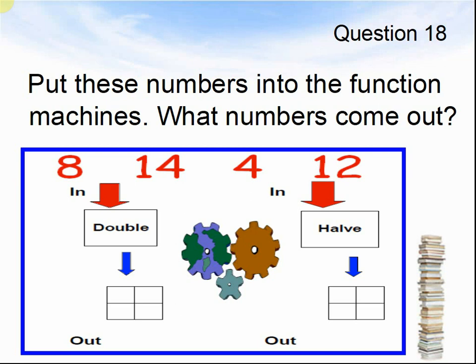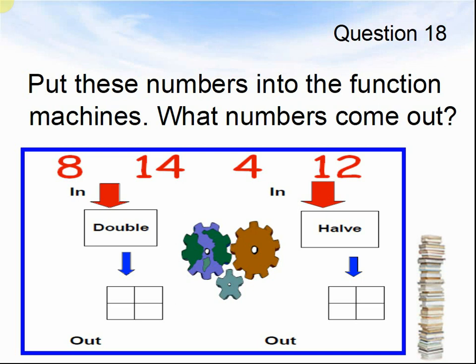Question 18. Put these numbers into the function machines. What numbers come out? Now this time you have to put all 4 numbers in at the top, the 8, the 14, the 4 and the 12, and double each of them. And then you have to put the 8, 14, 4 and 12 into each and halve each of them. Okay? So you should have 8 answers at the end. Pause the video until you are ready to see the answers.